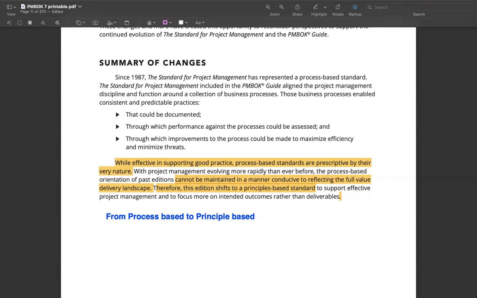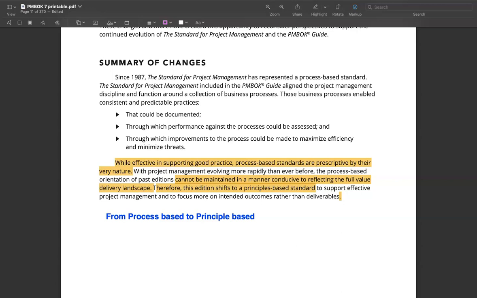So this principle-based approach takes the PMBOK and makes it a little more universally applicable. It basically helps you get into the mindset of project management, rather than telling you the exact steps that you need to take to reach from the beginning of your project till the end of your project. Now, some people in the project management community are very torn about this.